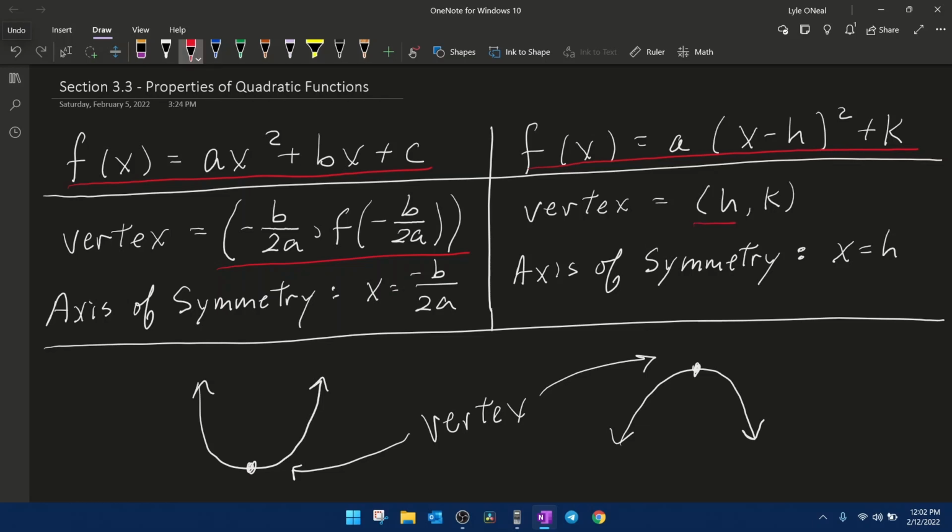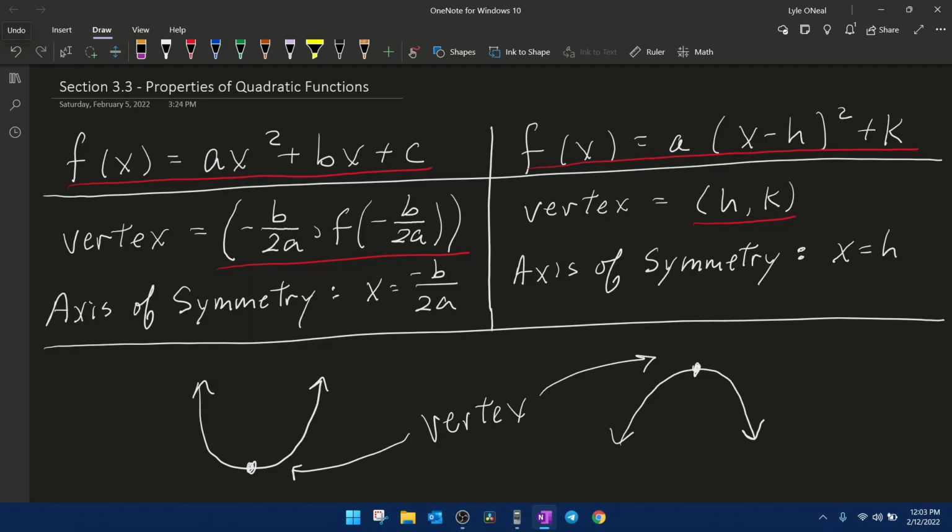Notice if you're in vertex form, whatever your values for h and k, those are going to be your x and y coordinates of the vertex. So if you're in vertex form, there's really no work to do to get the vertex. You have to just copy and paste the values for h and k.